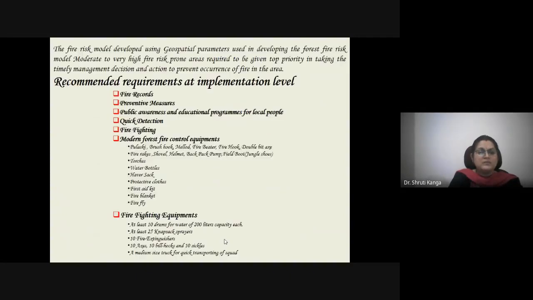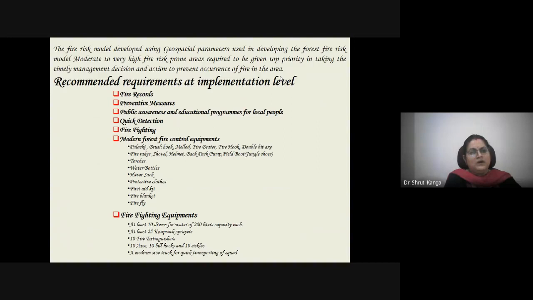Now what are these management strategies? The fire risk model developed using geospatial parameters: moderate to very high risk prone areas are required to be given top priority in taking timely management and decision making action to prevent the occurrence of fire incidents in the area. So whatever area is falling under the very high to high risk prone areas, they need special attention as far as different management related programs are concerned.